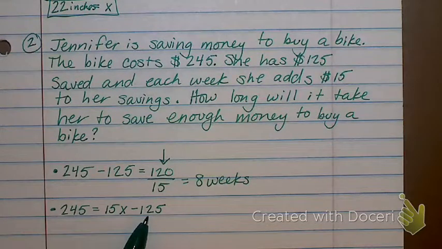So you subtract 125 from how many weeks? Because she's already got that saved up, right? Okay, so that's stuff she doesn't have to save up. And when you solve this, did you get 8 weeks also? Mm-hmm. Excellent. Anybody do it any different way?